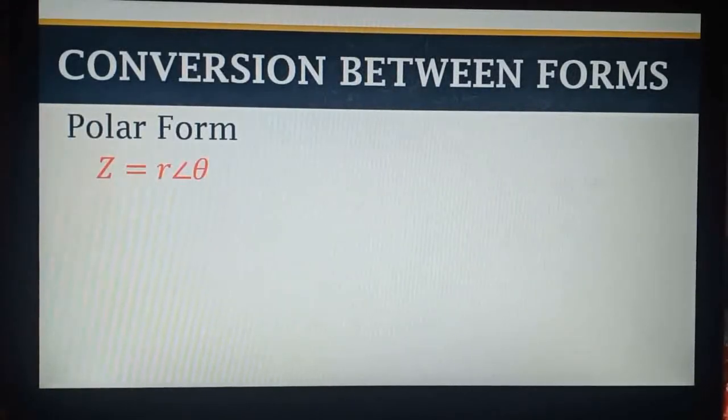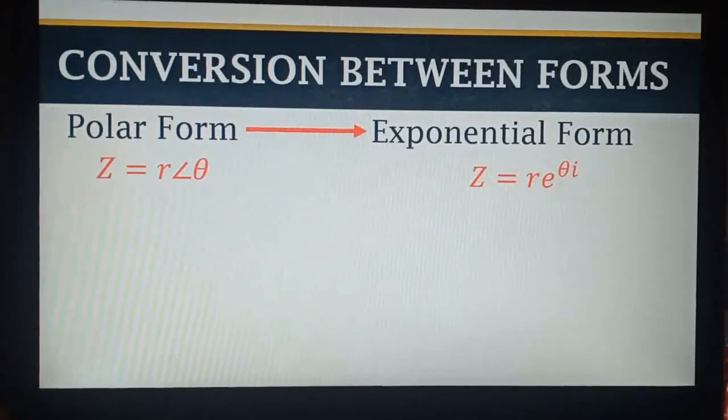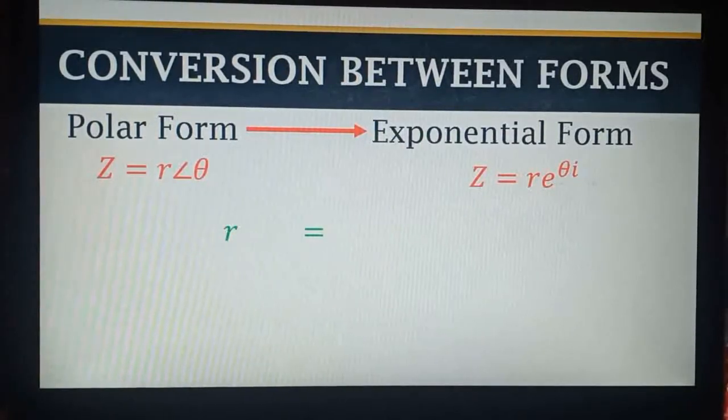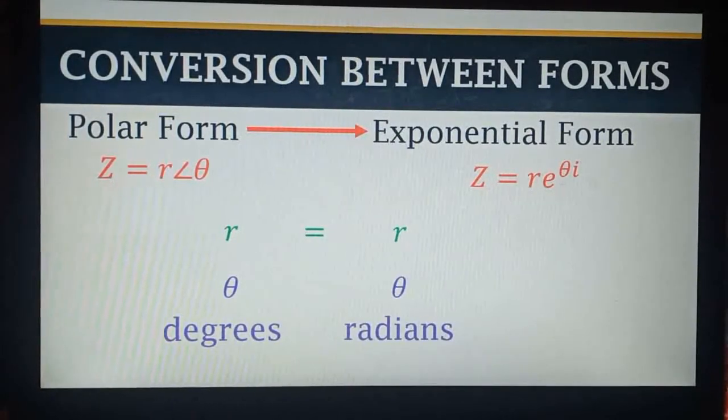Then another conversion is from polar form, which is again z equals r angle theta, to be converted into exponential form, which is z equals r e raised to theta I. The r in the polar form is equal to the r of the exponential form. But the theta in polar form is always in degrees, and the theta in exponential form must always be in radians. So you have to convert from degree to radian.